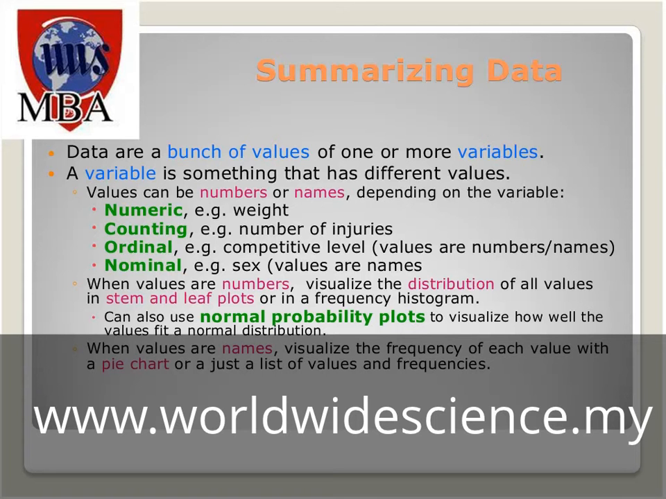So when values are numbers, visualize the distribution of all values in a stem and leaf plot or in a frequency histogram, okay? And when values are names, visualize the frequency of each value with a pie chart or just a list of values and frequencies.